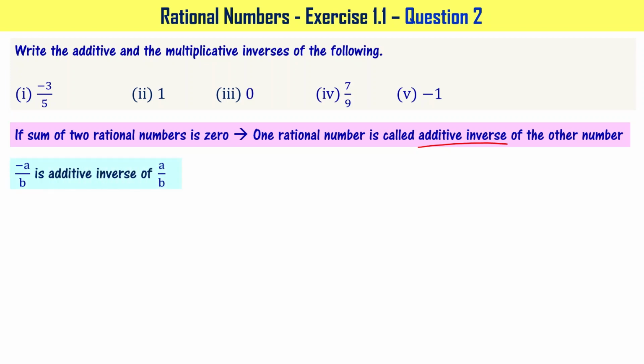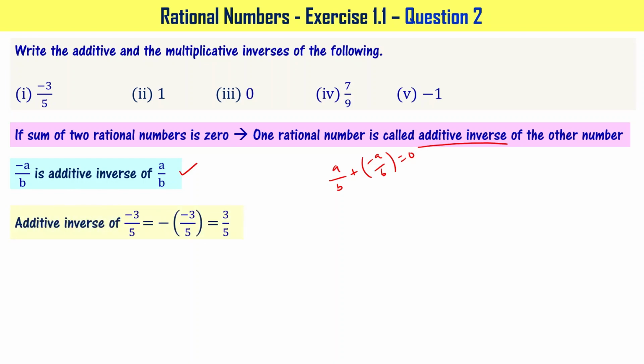As per that, minus a by b is the additive inverse of a by b, because when you add minus a by b to a by b, what you get is 0, right? That's why we say that minus a by b is the additive inverse of a by b. Please note this point, because with the help of this itself, we are going to solve this problem. Additive inverse of minus 3 by 5 can be written as minus of minus 3 by 5, right? We know minus times minus is plus. That's why we can write it as plus 3 by 5, right? Additive inverse of minus 3 by 5 is plus 3 by 5 or 3 by 5.